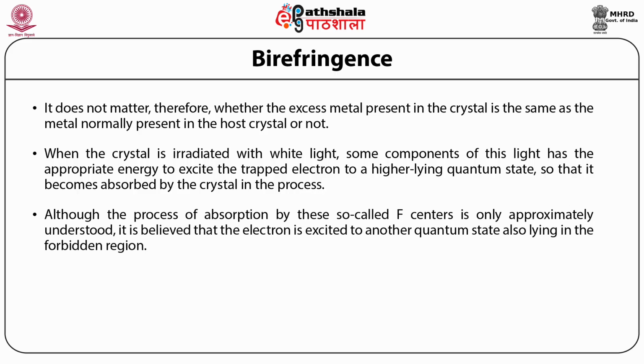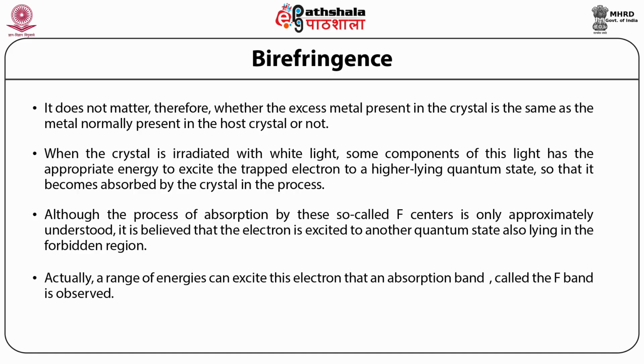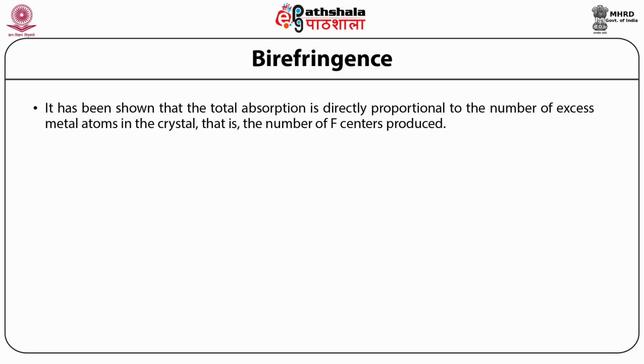Although the process of absorption by these so-called F centers is only approximately understood, it is believed that the electron is excited to another quantum state also lying in the forbidden region. Actually, a range of energies can excite this electron, so that an absorption band called the F band is observed. It has been shown that the total absorption is directly proportional to the number of excess metal atoms in the crystal, that is, the number of F centers produced.